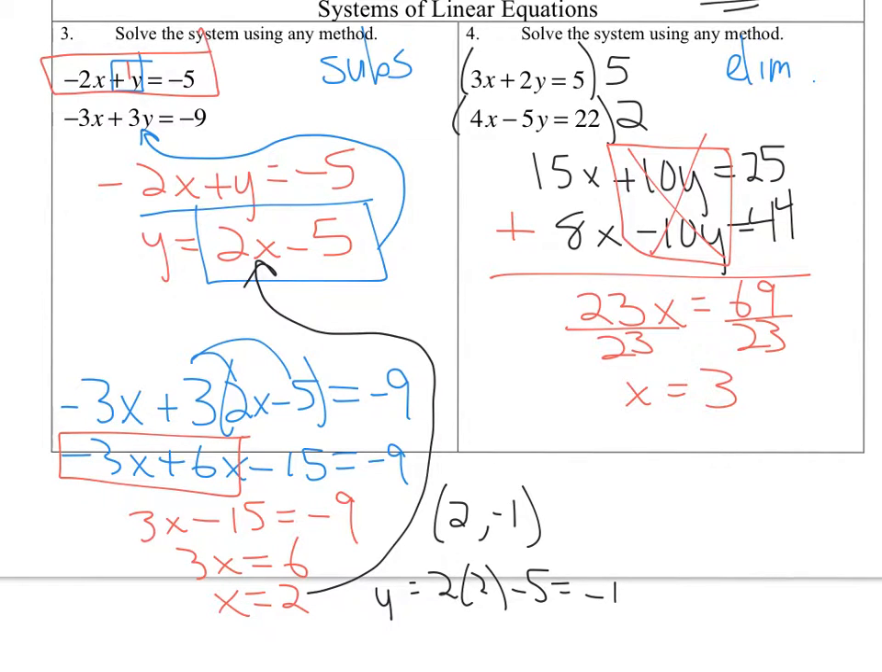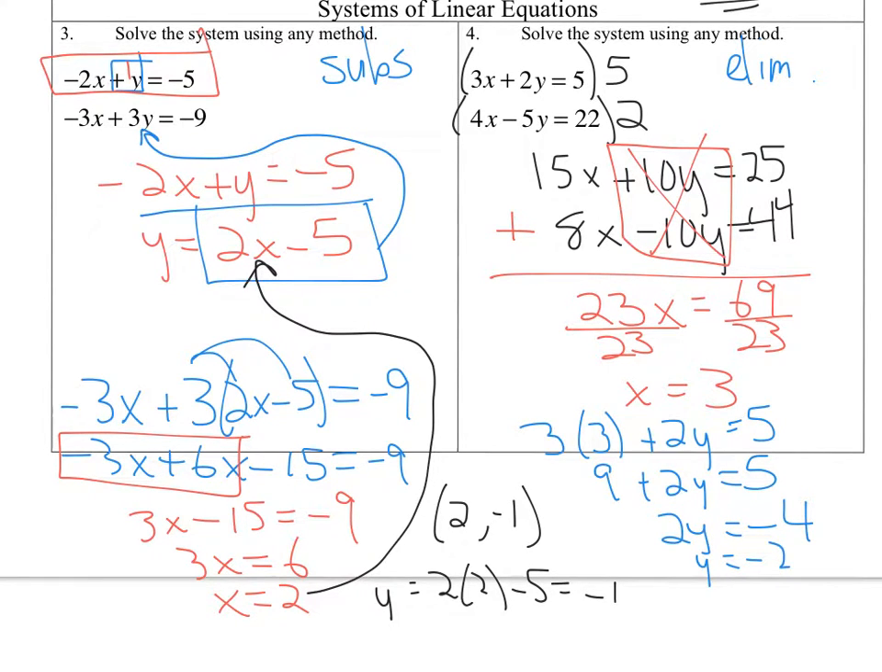I'm just going to pick the first equation. So I write 3 instead of x: 3 plus 2y equals 5. 3 times 3 is 9 plus 2y equals 5. So then 2y equals negative 4. And I just made an oopsie. And then y is negative 2. So that gives me the point 3, negative 2. Donezo with those. And on the back.